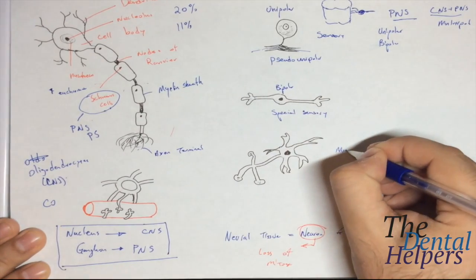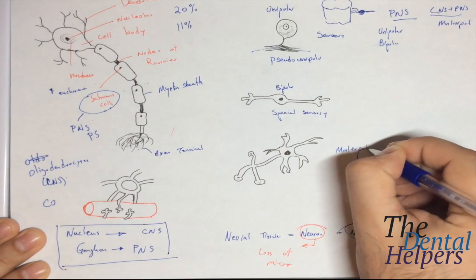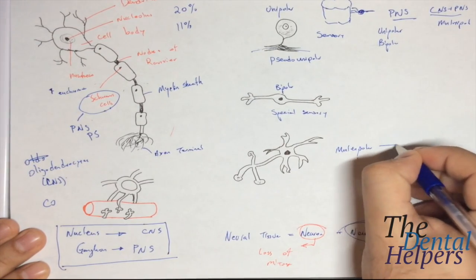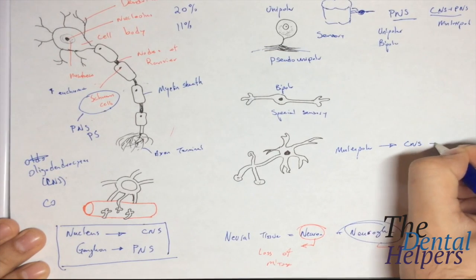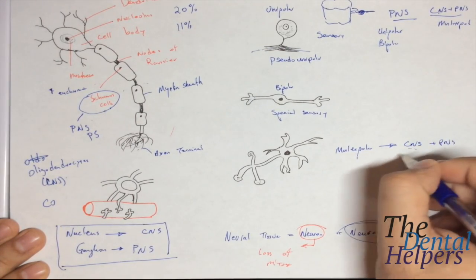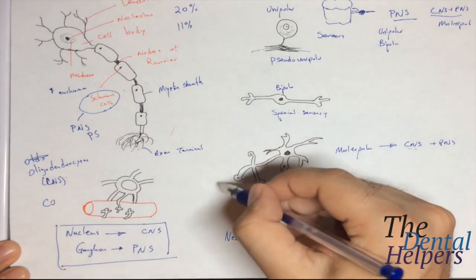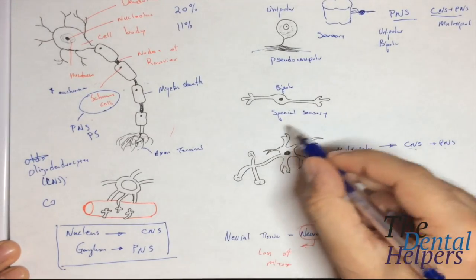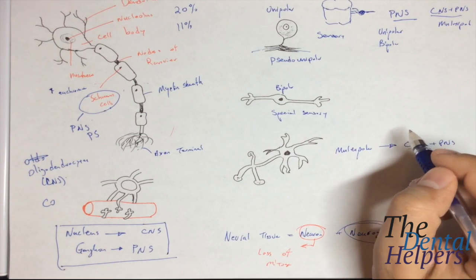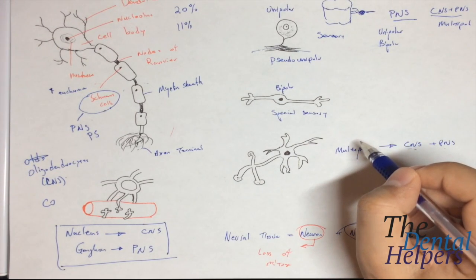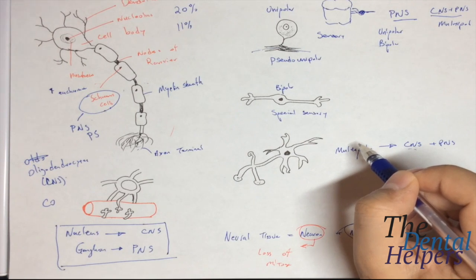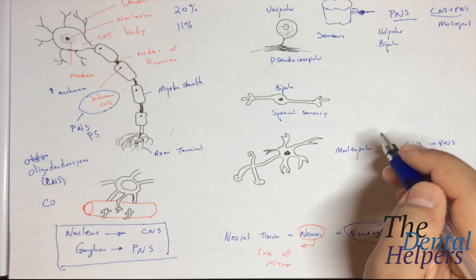Next is the multipolar, and this is the most abundant. And if you remember, I said that this is found in the CNS and the PNS. Well, seeing that they're both in the peripheral and central nervous system, you'd expect that this is the most abundant of the neuron types. And it has a variety of shapes. It can be pyramidal, pear-shaped, and stellate. Stellate meaning star-shaped.